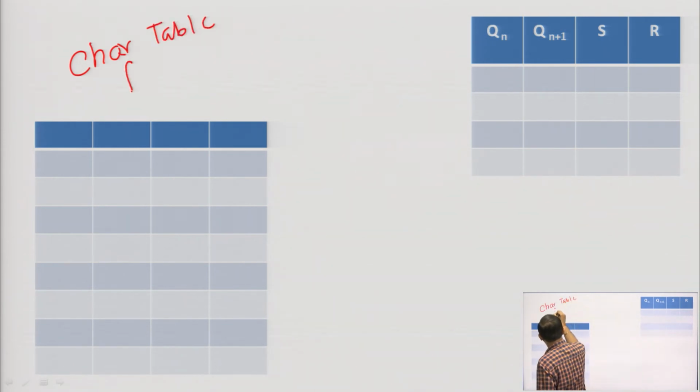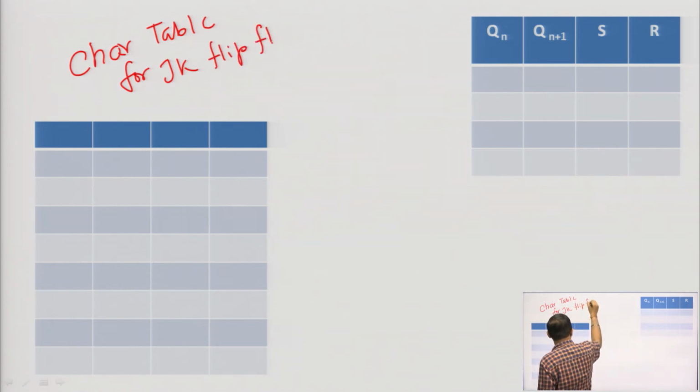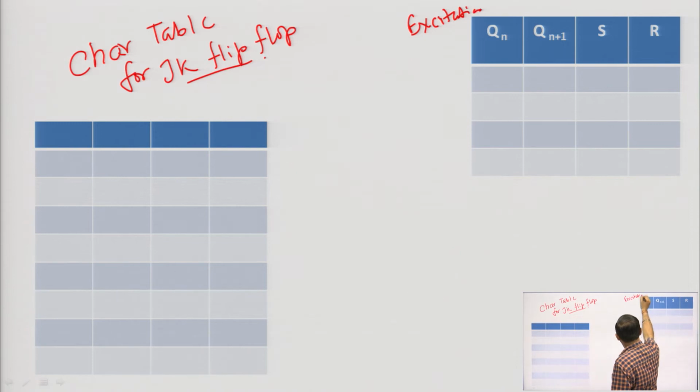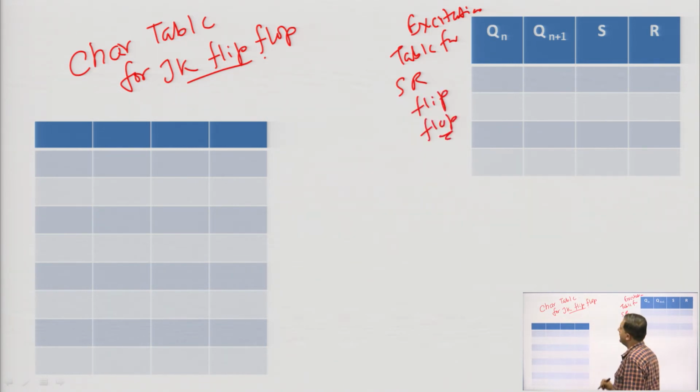for JK flip flop, and next will be the excitation table for SR flip flop. If you have any doubt regarding the characteristic table, excitation table of these flip flops, you just refer the previous lectures, it will be easily understood by you.